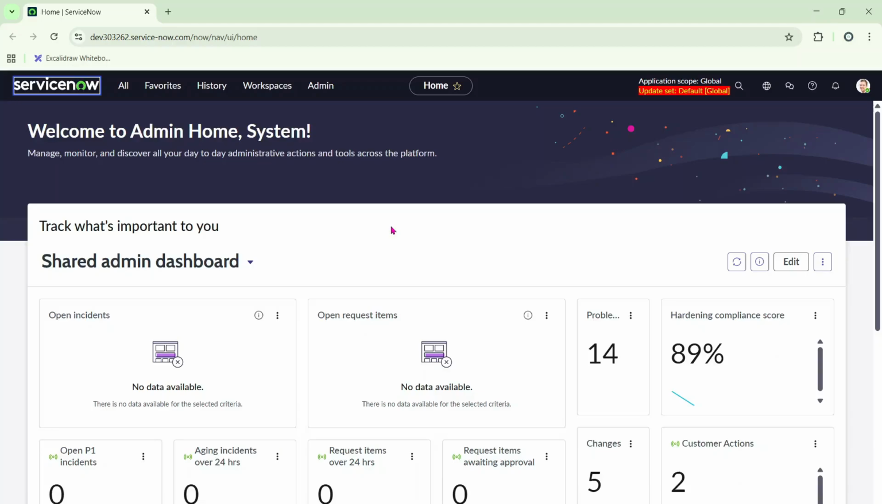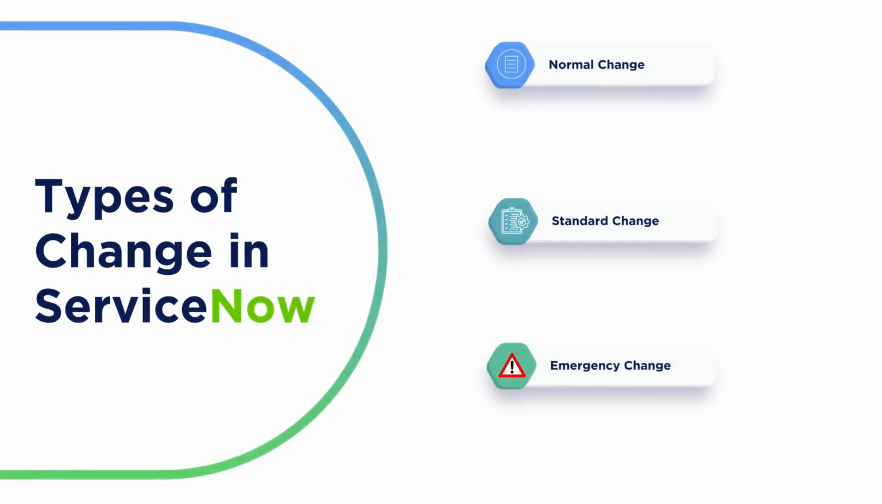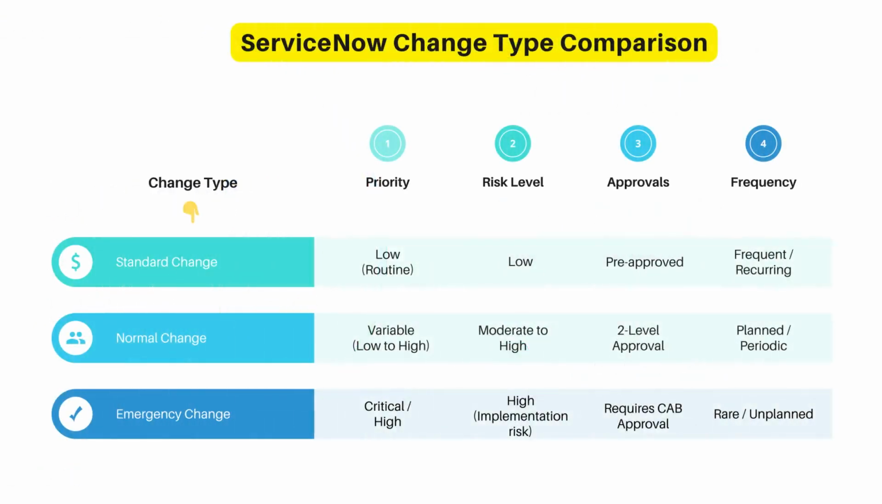So there are three types of change: normal, standard, and emergency. If you understand these three changes, it will be very helpful while creating the change. I will explain these three types of changes with the help of this table. For the normal change, priority is very high, and in this there will be two levels of approval. First the group and second the CAB approval. In a standard change, priority will be low and risk also will be low, so no approval is required.